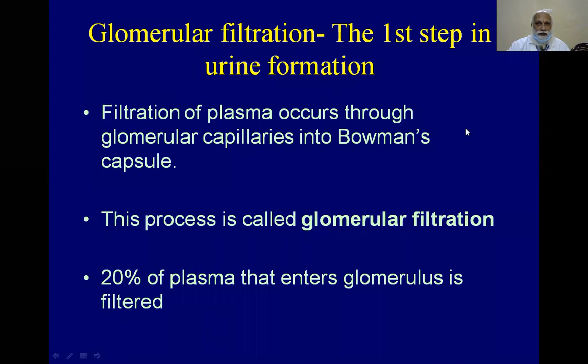So filtration of plasma occurs through glomerular capillaries into Bowman's capsule. This process is called glomerular filtration. How much is filtered? 20% of the plasma that enters the glomerulus is filtered. That means 20% of plasma coming from the capillary passes into the Bowman's capsule. The rest, 80% or so, will continue into the tube. You can even say the rest of the blood will go into the tube.